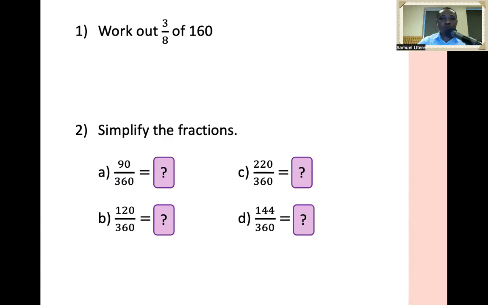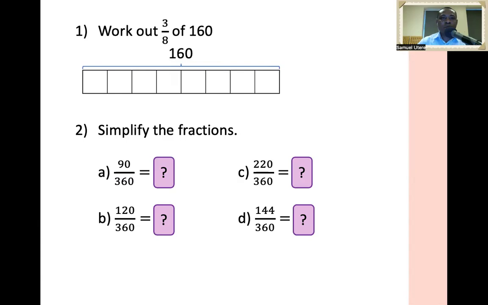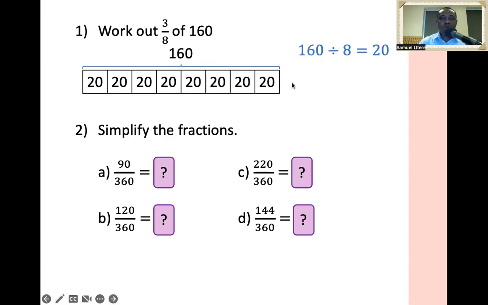Let's discuss them. For the first one, you were asked to work out 3/8 of 160. So 3/8 means you need to split the bar model into 8 equal parts and you need 3 lots of those parts. Remember, working out a fraction of an amount, you divide by the denominator, hence we've split the bar model into 8 equal parts, and we multiply by the numerator. So we want 3 of those parts, of which you will get 60.